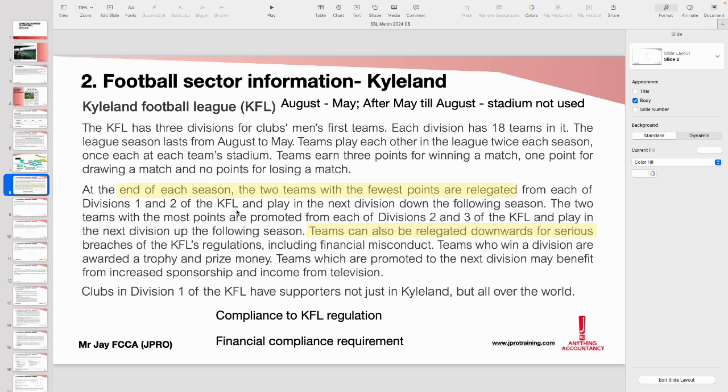From each Division 1 and 2, the lowest teams play in the next division down, all right? So they don't go down all the way and they don't get promoted all the way. The two teams with the most points are promoted from each Division 2 and 3 of the KFL and play in the next division up. So that's how they move.